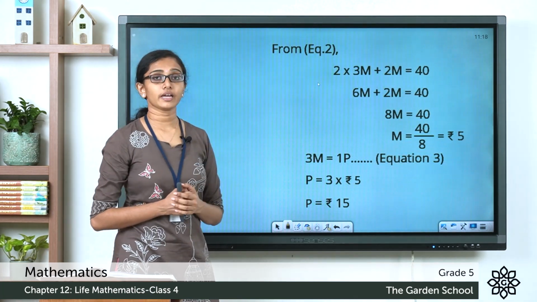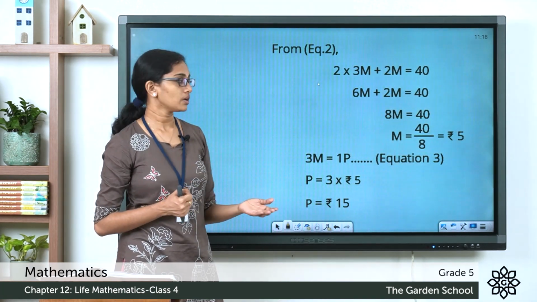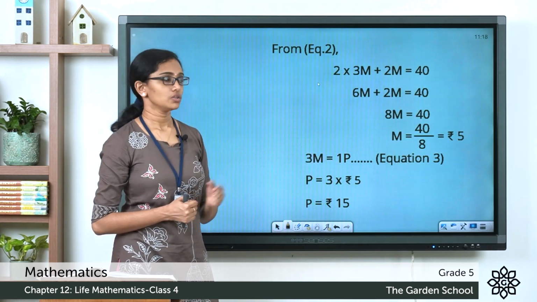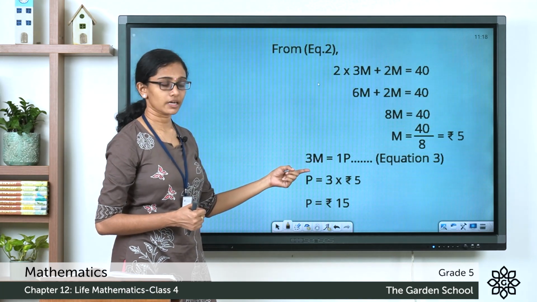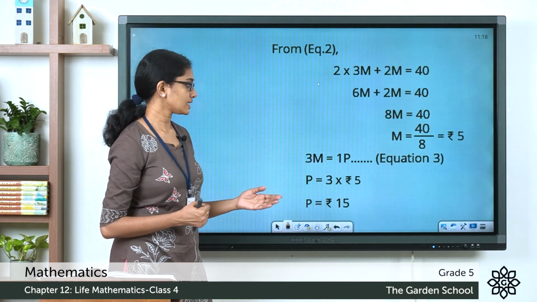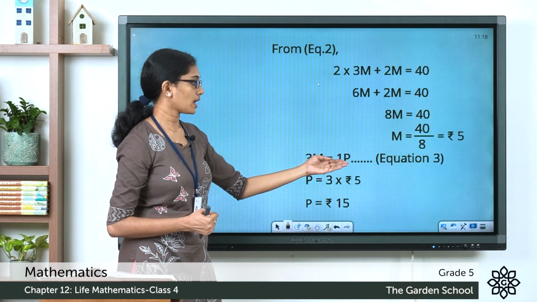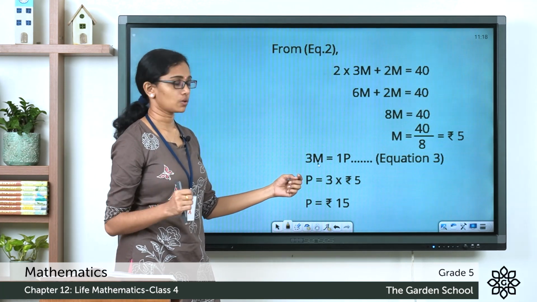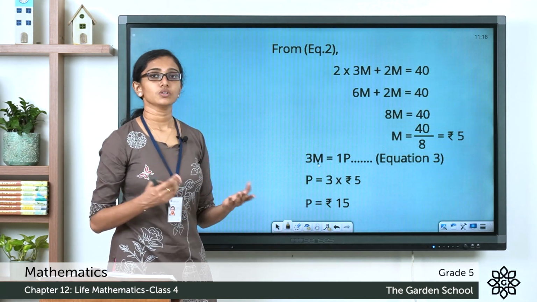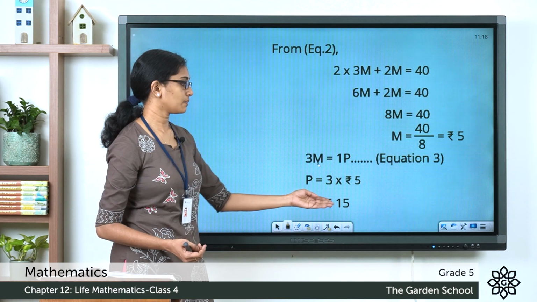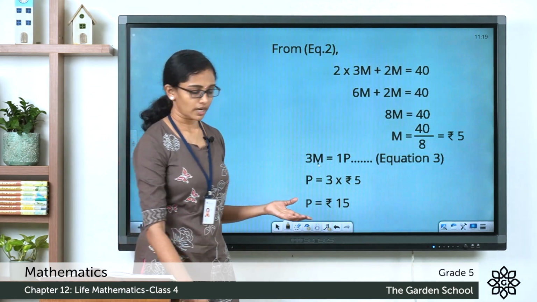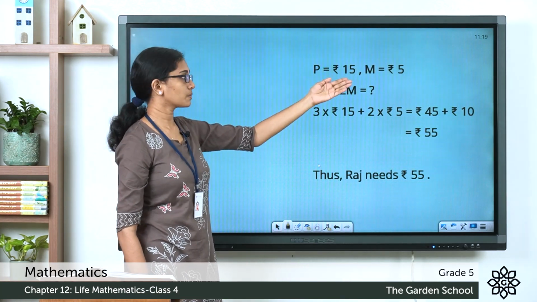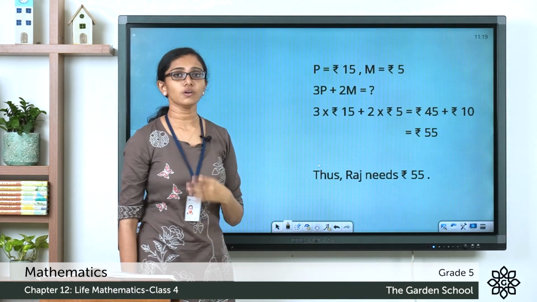Now, from this, how do we find out the price of 1 pineapple? We know the price of 3 mangoes is equal to the price of 1 pineapple. So, substituting the value of 1 mango in this equation, we get the price of 1 pineapple, or 1p, is equal to 3 into rupees 5, the value of 1 mango. So, that is equal to 15. So, we get the value of 1 pineapple is equal to rupees 15. So, right now, you have got the price of 1 pineapple.